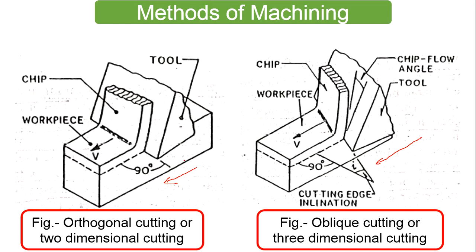So this is the basic difference between orthogonal cutting and oblique cutting, and because of the complexity in oblique cutting, it is not widely used in the analysis, whereas orthogonal cutting is widely used. In orthogonal cutting the cutting edge is perpendicular to the velocity vector, and in oblique cutting the cutting edge is inclined to the velocity vector, giving rise to some inclination angle.